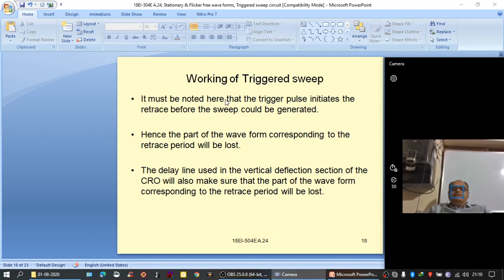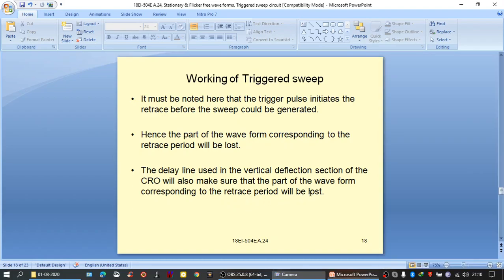It must be noted that the trigger pulse initiates the retrace before the sweep could be generated. Hence, the part of the waveform corresponding to the retrace period would be lost. The delay line used in the vertical deflection section of the CRO will also make sure that the part of the waveform corresponding to the retrace period would be blocked.